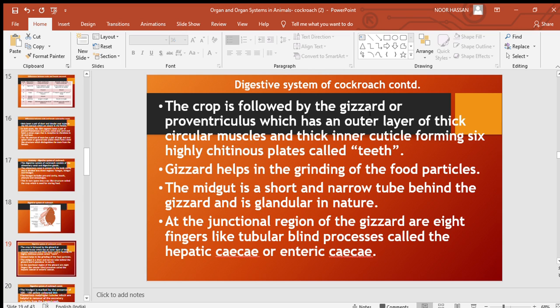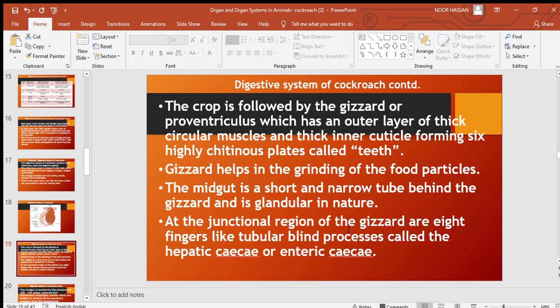So the crop is followed by the gizzard or proventriculus. This gizzard, also called the proventriculus, has an outer layer of thick circular muscles and a thick inner cuticle, forming six highly chitinous plates called teeth. These teeth are useful in grinding the food particles. The midgut is a short and narrow tube, and behind it is the gizzard. It is glandular in nature.